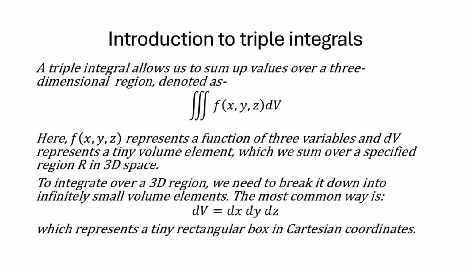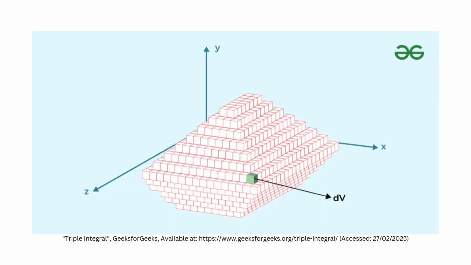To integrate over a 3D region, we need to break it down into infinitely small volume elements. The most common way is dV equals dx times dy times dz, which represents a tiny rectangular box in Cartesian coordinates, as can be seen in the next slide. dV can be seen as a tiny rectangular element of this giant solid in three-dimensional space.